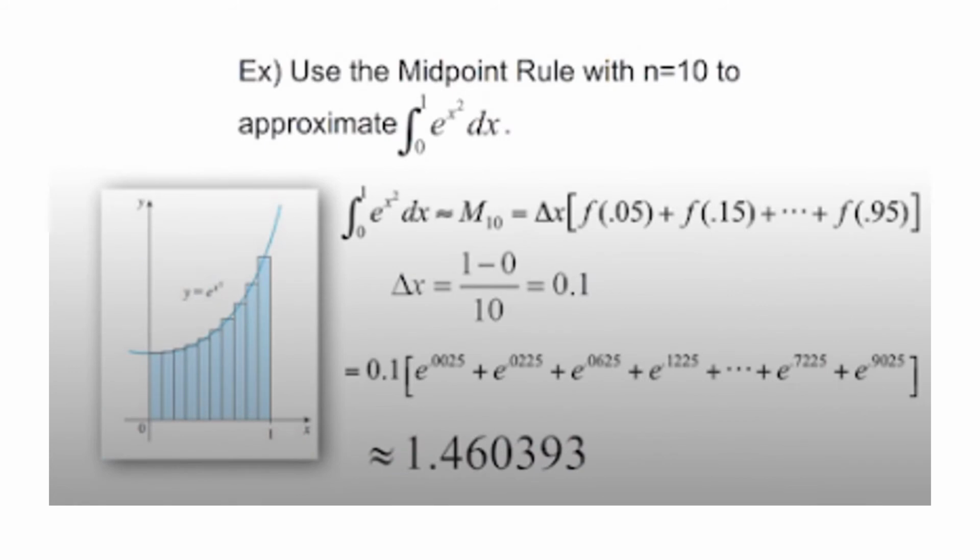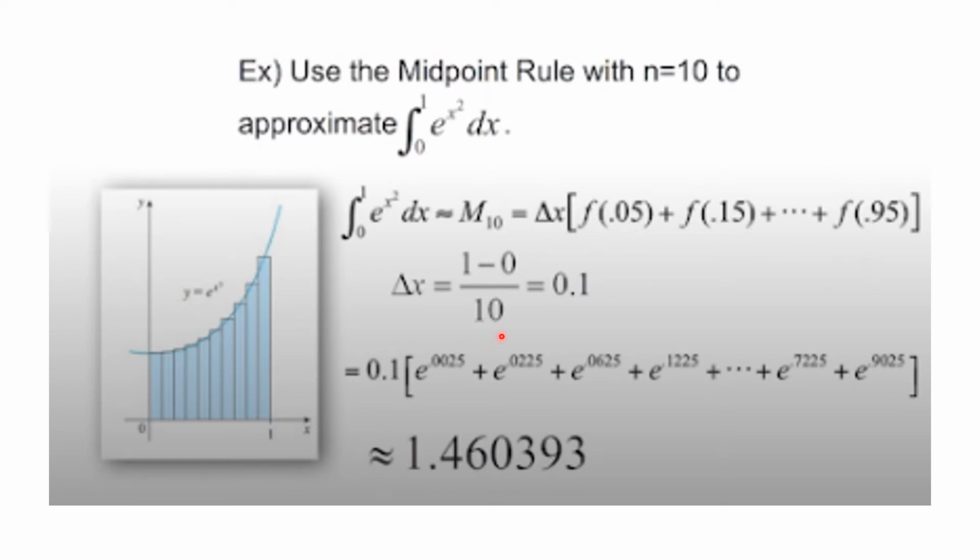Let's do that to estimate, with n equal 10, meaning 10 rectangles, the integral that we realized we couldn't do using the fundamental theorem of calculus. So there's our curve. There are our 10 rectangles, and notice we're taking the midpoints of each subinterval. By the way, going from 0 to 1, the first subinterval goes from 0 to 0.1, and so the midpoint of that is 0.05, and so on.